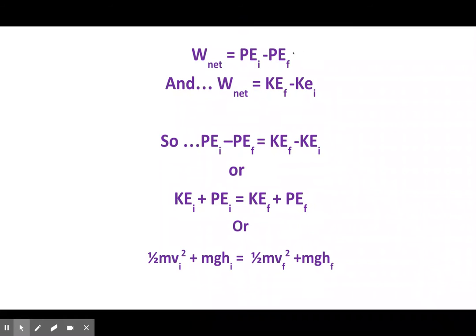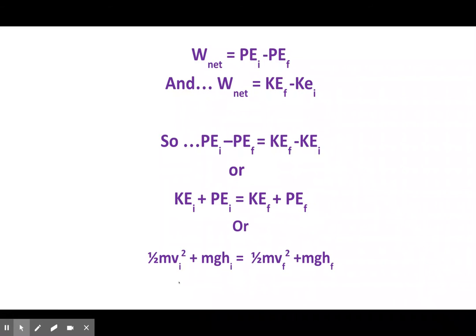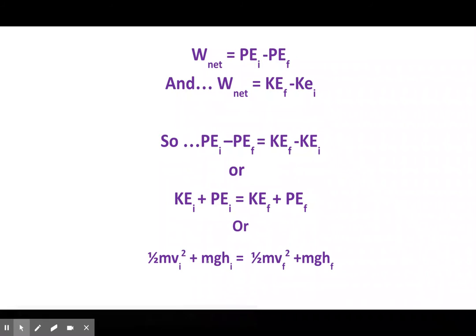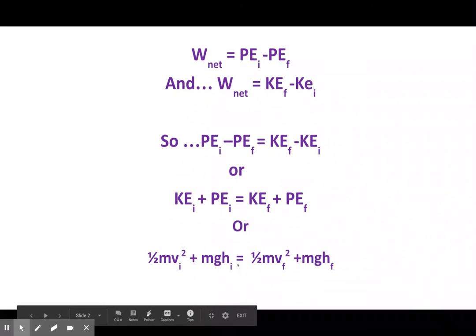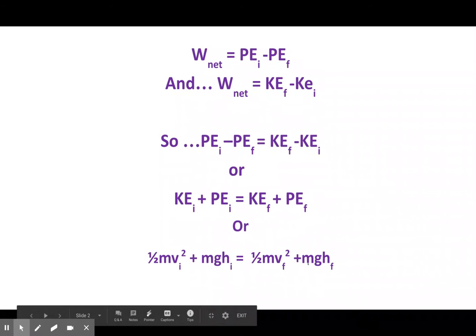So if we know that this equals work and this equals work, we can say that those are equal to each other. Or we can also say that the initial KE and PE added together equal the final KE and PE added together. And we can substitute in those equations for KE and PE. So initial KE 1/2 mv squared and initial PE mgh equals final 1/2 mv squared and final mgh. This last equation I would write down on my equation sheet.